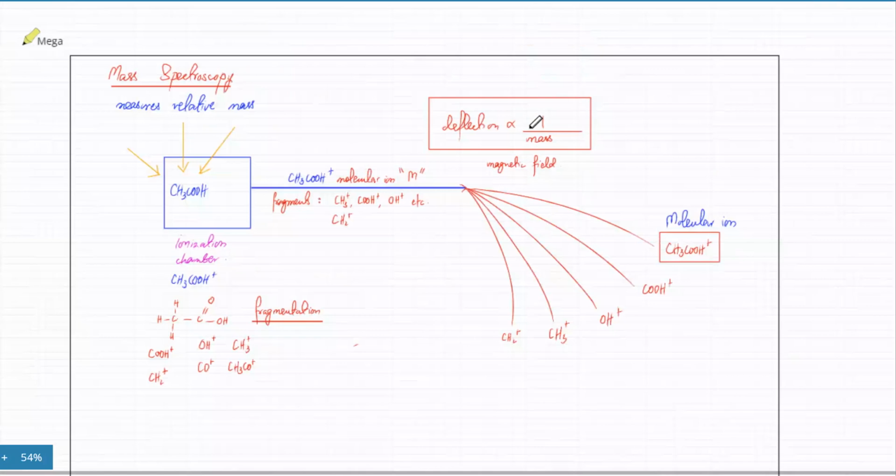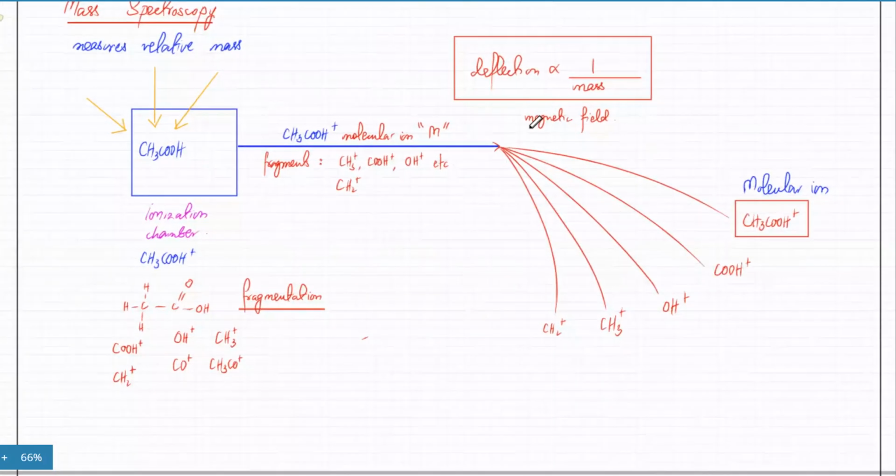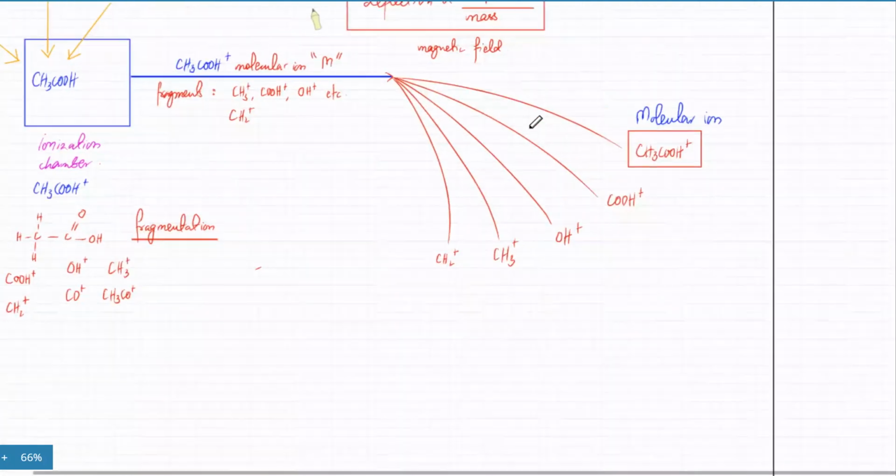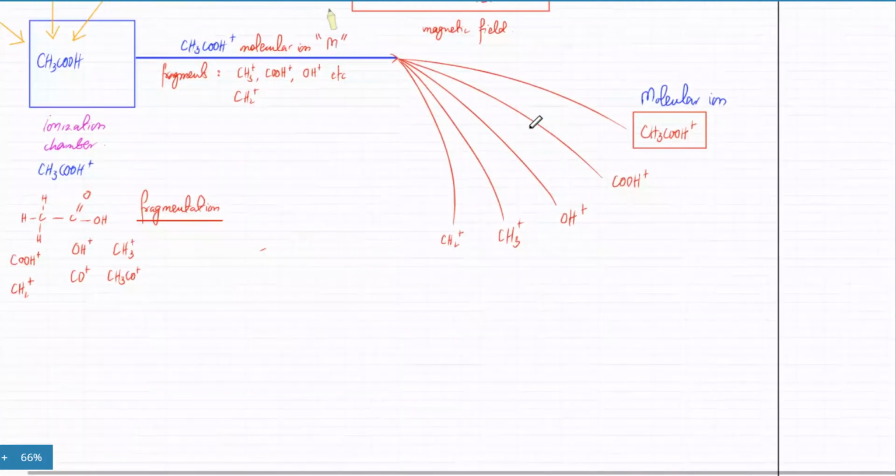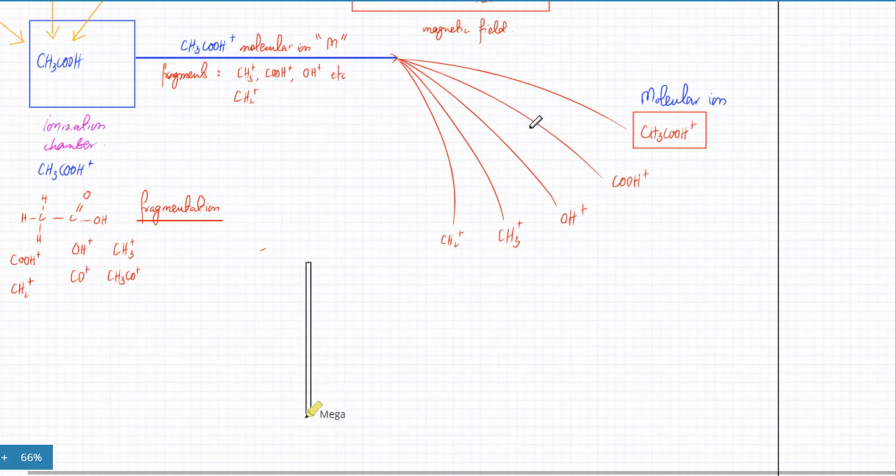So this is probably the only thing that we had done so far. And the next thing is, how would the mass spectroscopy show these results? The mass spectroscopy will have two axes. One of them would be abundance. So it's going to have a y-axis and an x-axis.